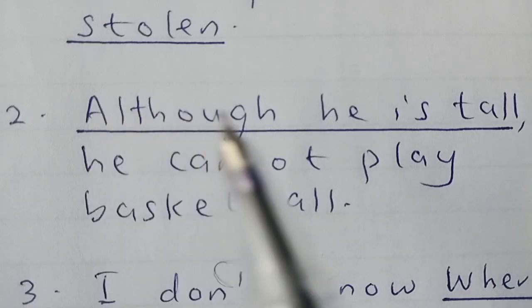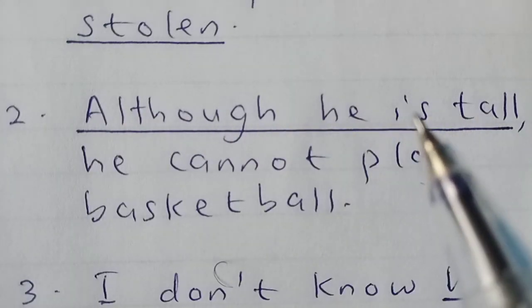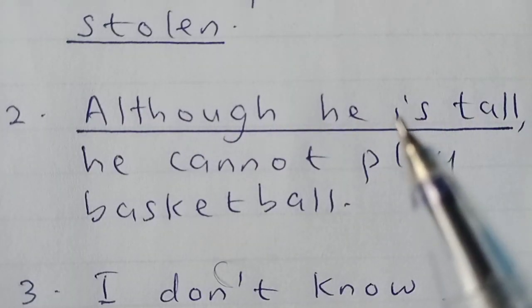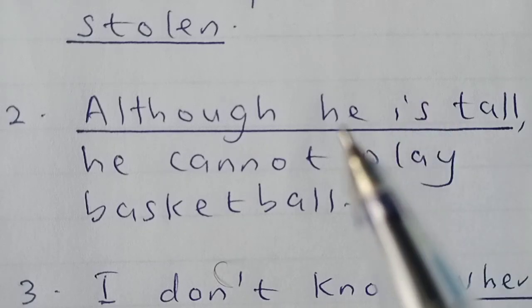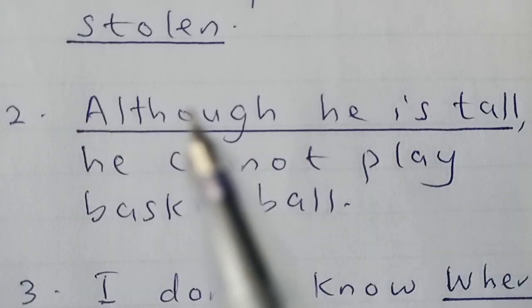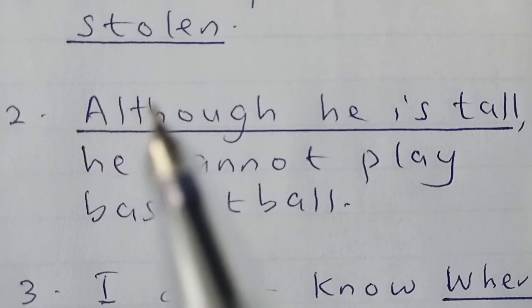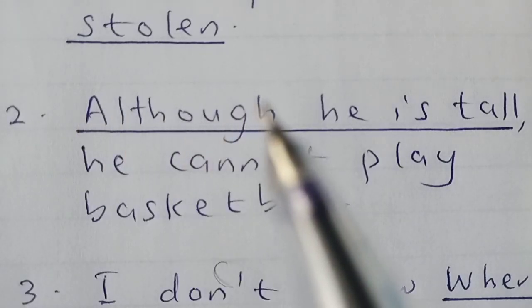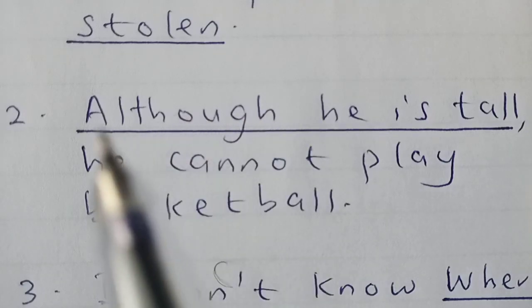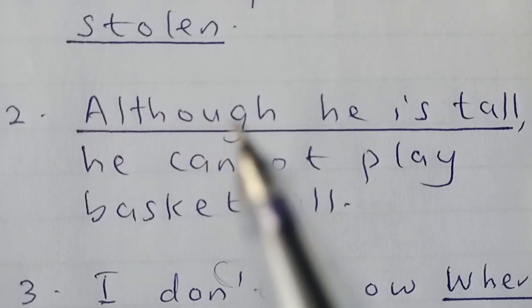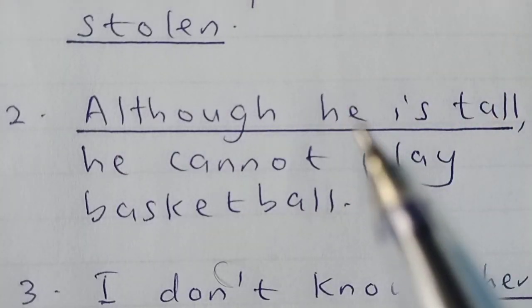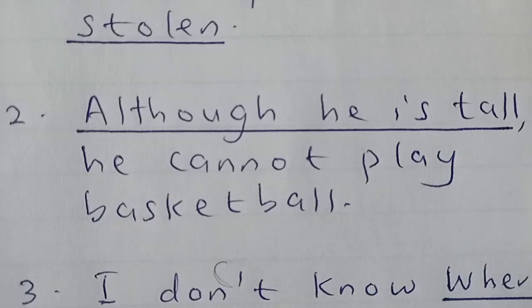Now, this is a clause because it has a finite verb is agreeing with the subject he. Now, although is a subordinating conjunction used to start or introduce a dependent clause. Like I told you earlier, we use these conjunctions to start or introduce a dependent clause. So this is the dependent clause used alongside the independent clause.